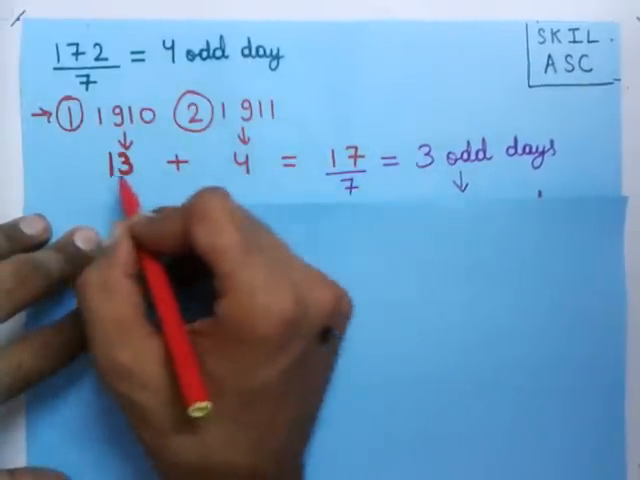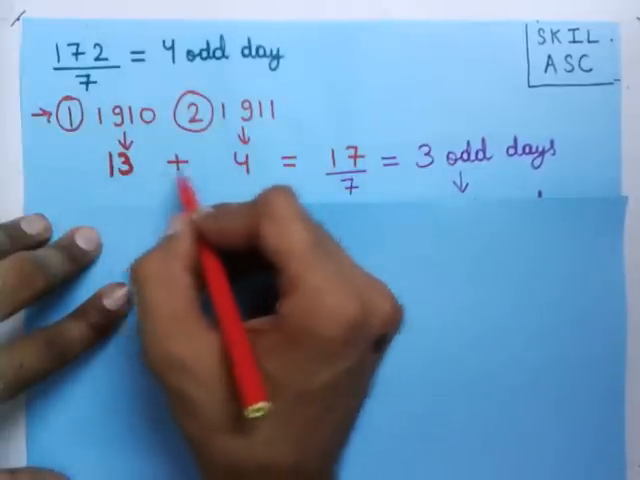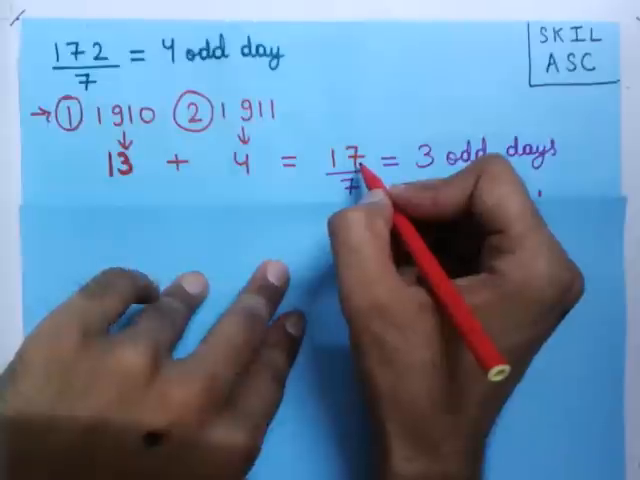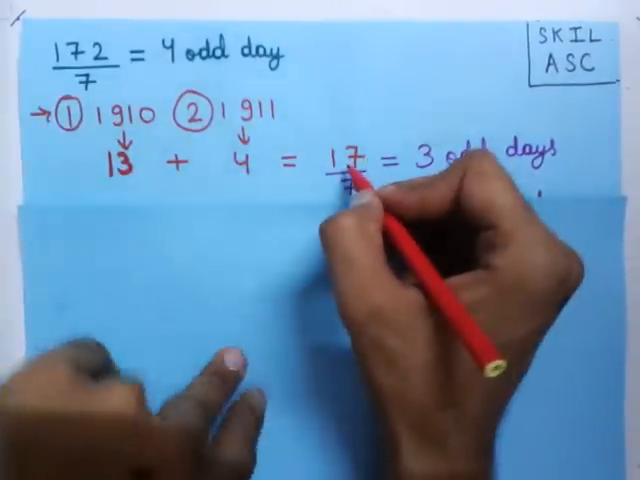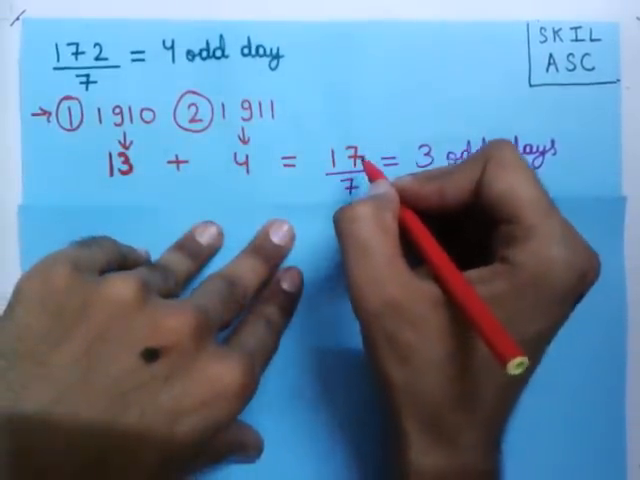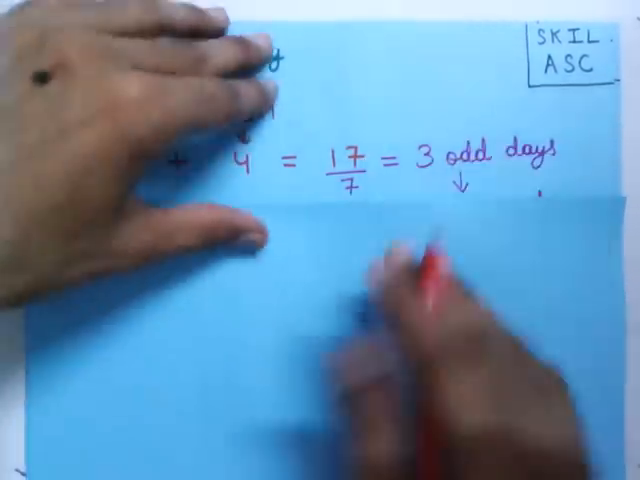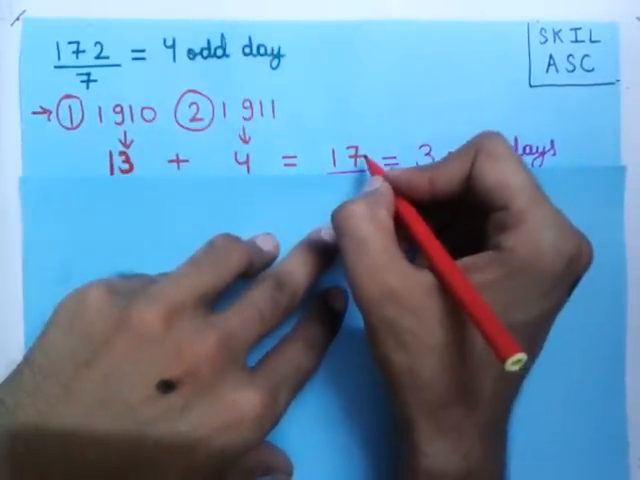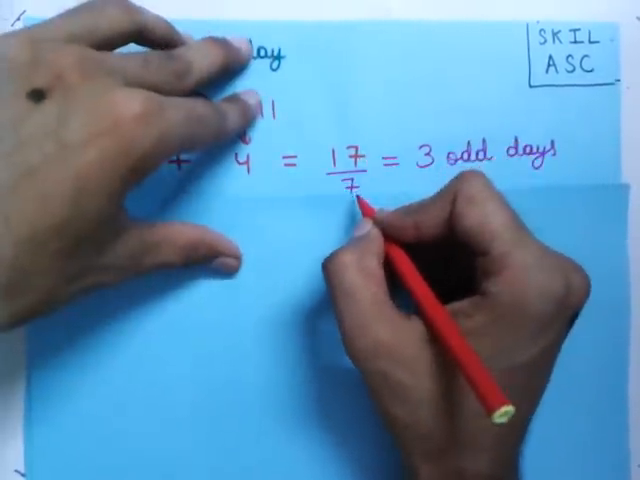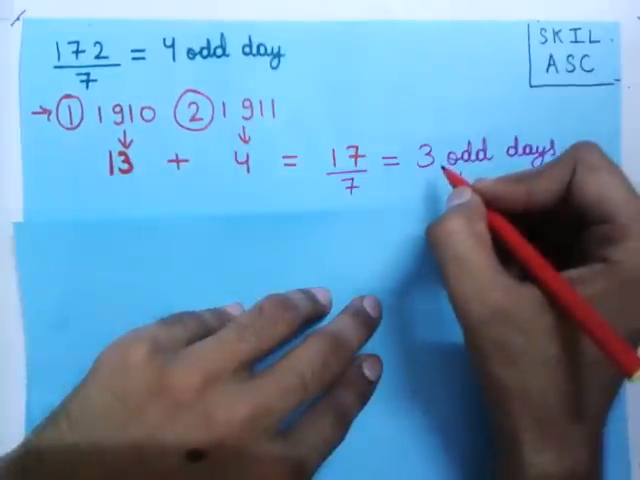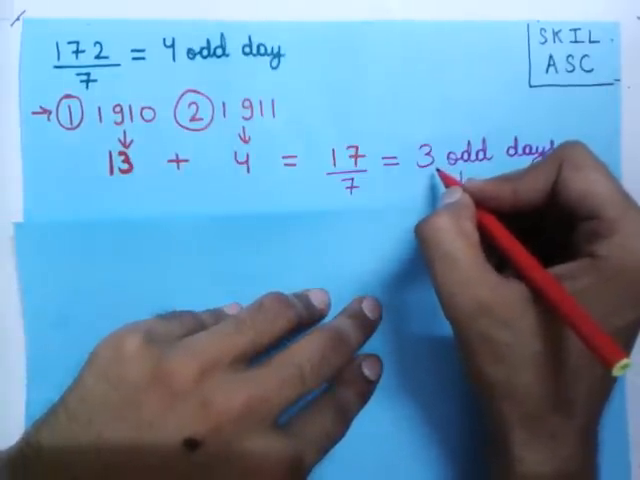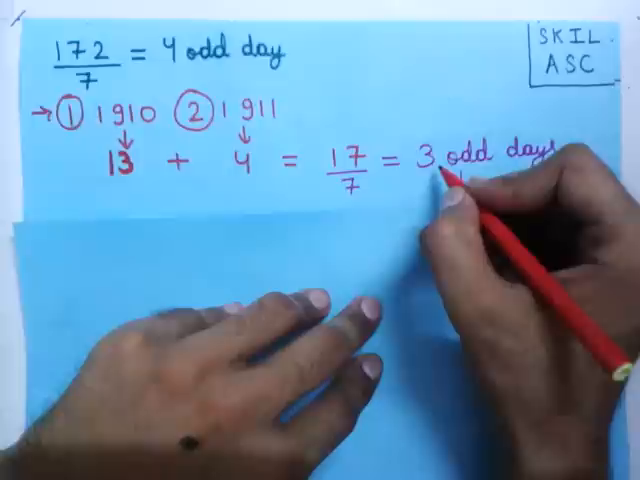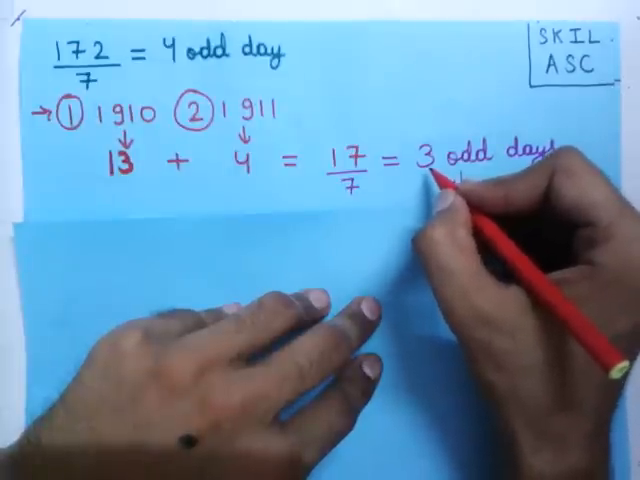So we sum these odd days and we get a total of 17 odd days. You see, 13 plus 4, we get 17 as the total number of odd days. Now we know 17 cannot be the value of the number of odd days, so we divide it by 7 and we get 3 as the remainder. And this is the final answer. This is the final total number of odd days.